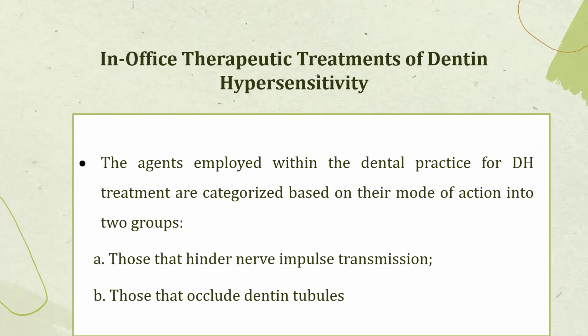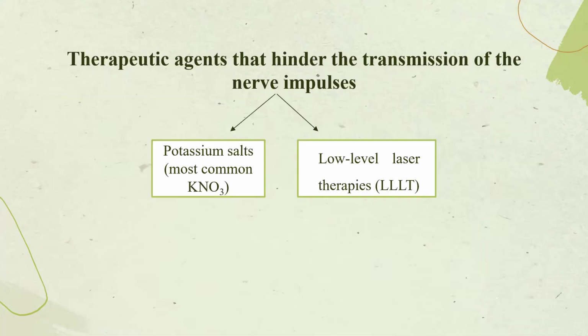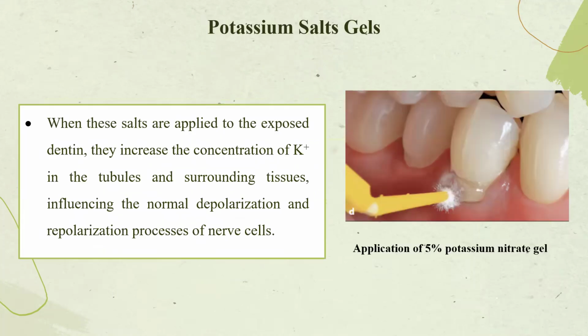The agents employed within the dental practice for dental hypersensitivity treatment are categorized mainly based on their mode of action. There are two groups: those techniques that hinder the nerve impulse transmission and those techniques that occlude the dentinal tubules. For therapeutic agents that hinder the transmission of nerve impulses, we can mainly use potassium salts, and the other method is low-level laser therapy. Potassium salt gels can be used.